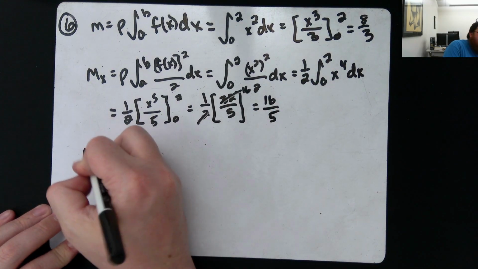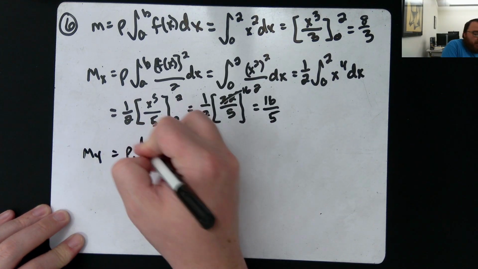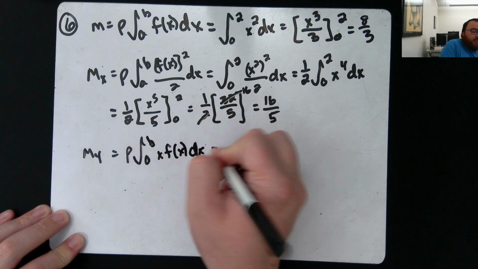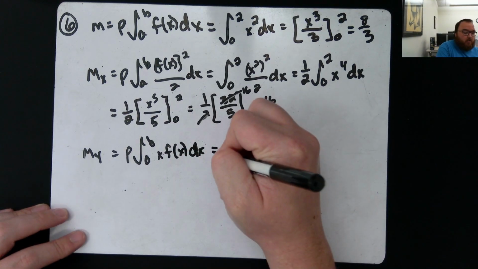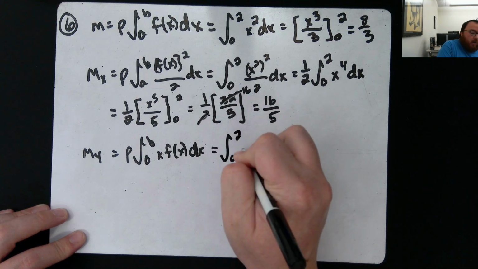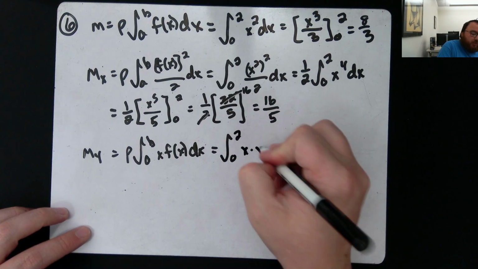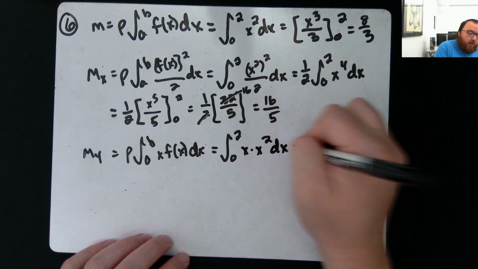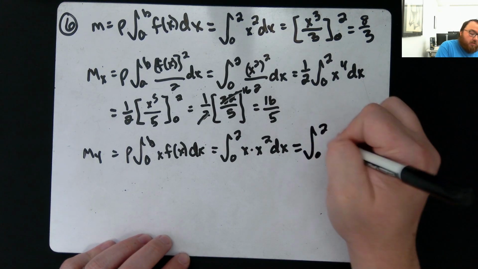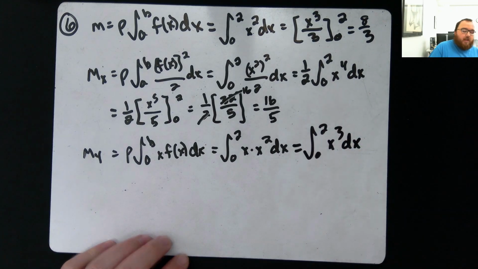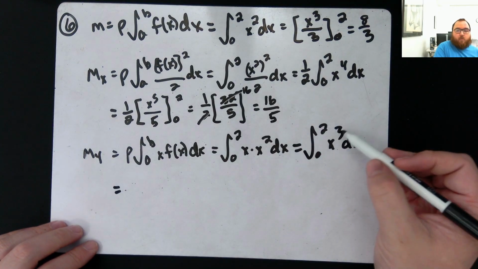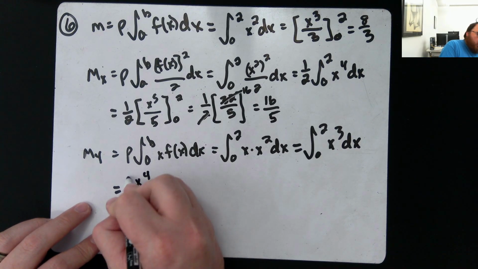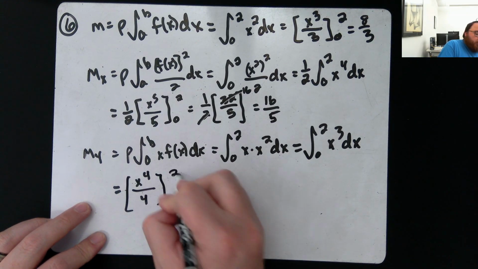I'll do the moment about y. Remember, that's rho, integral a to b, x f of x dx. Rho is equal to 1, so it's just integral 0 to 2 of x times my function, which is x squared. X times the x squared is x to the third. Antiderivative of that, I'm going to add 1, which would make it x to the fourth, over my new power, which is 4, from 0 to 2.